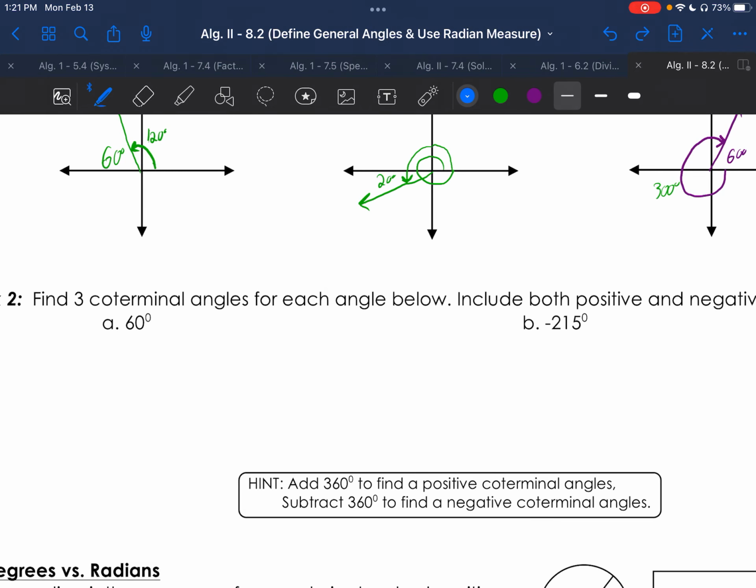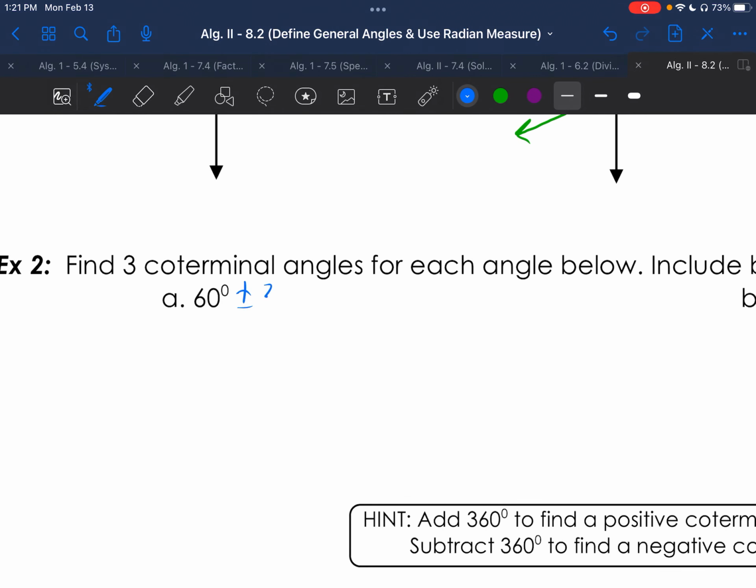So how you find it, essentially, is you just add or subtract 360 degrees. To find a positive one, because it asks for both positive and negative coterminal angles, you take 60 plus 360, and you get 420 degrees. That creates a full rotation around it. You could do it again to get 780 degrees, add 360 again, and keep going. A negative one would be taking 60 minus 360, so it'd be negative 300 degrees. And all three would end in the same exact spot.